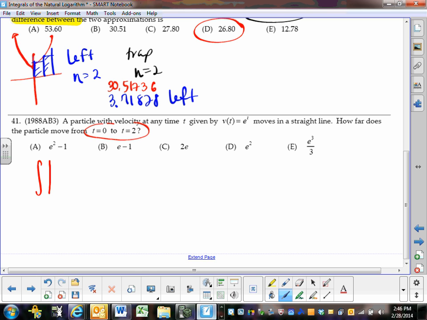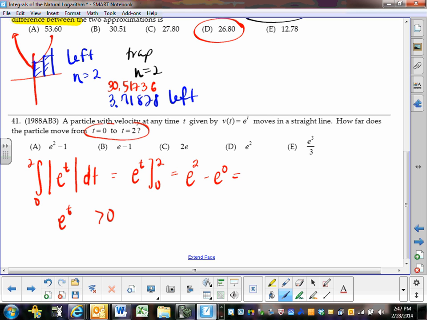So we get 3.71828. We're then going to repeat the process by pressing enter. We're going to change the method. And we're going to choose to do trapezoids this time because that's what they told us to do, with n equal to 2 again. So let me make sure that we did this. So we're going to change the method.